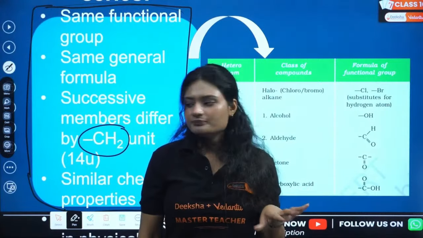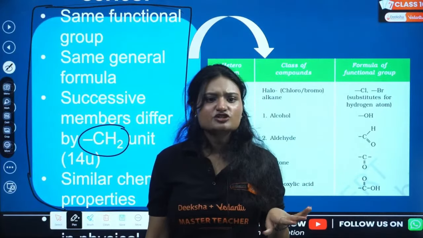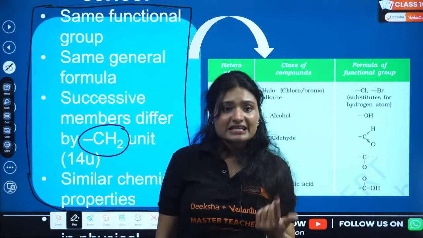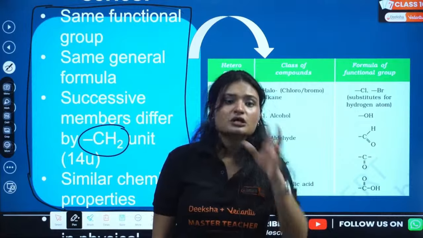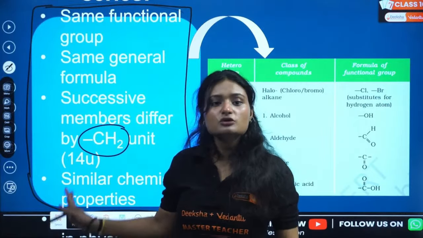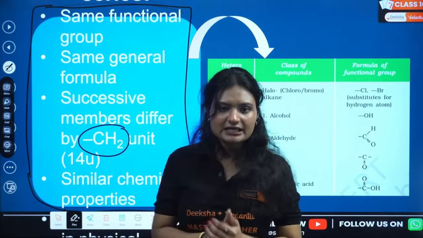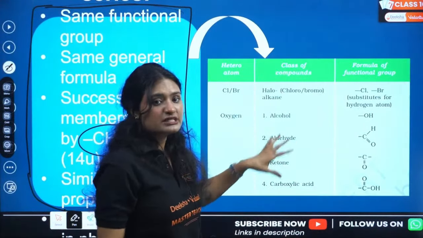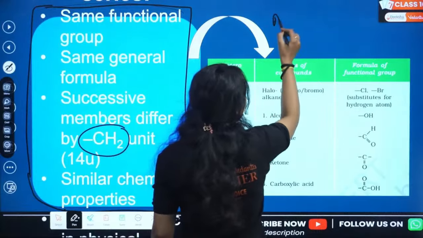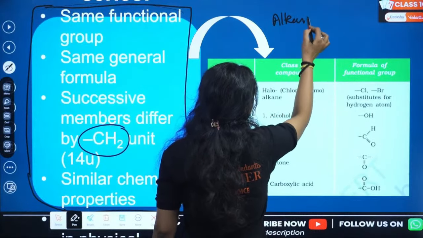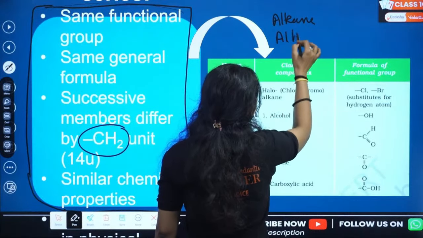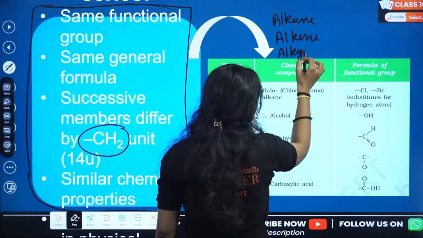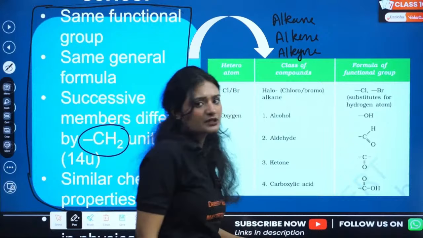They have the same functional group and the same general formula. That means they will show similar chemical properties, right? Because each functional group gives the same chemical reactions. So if they have the same functional group, they will show the same chemical properties. Clear? Now these are the homologous series. A few series are there. We have alkanes, alkenes, and alkynes. Clear?